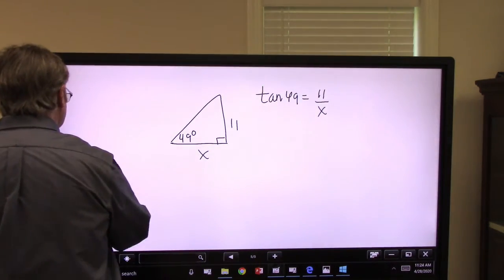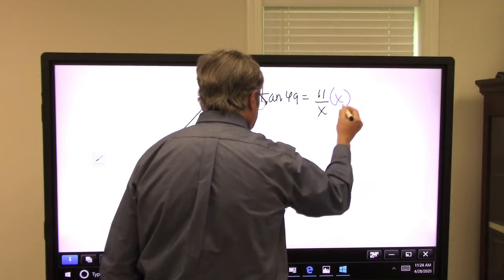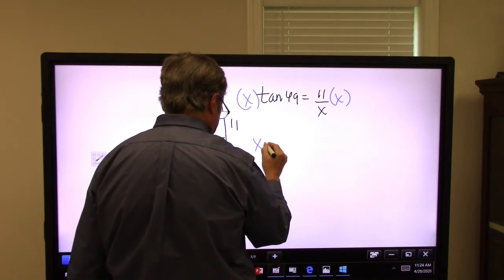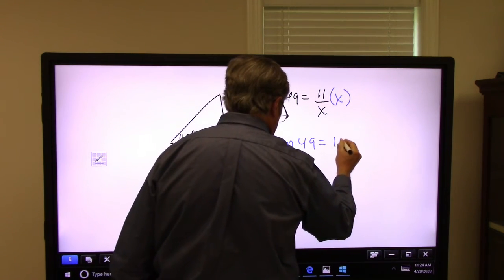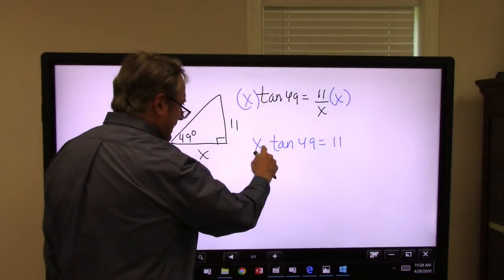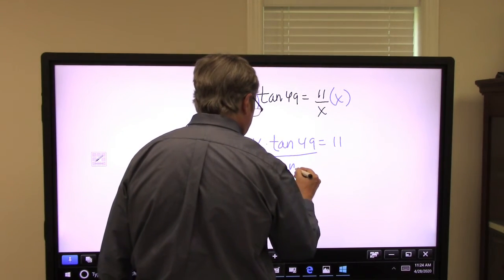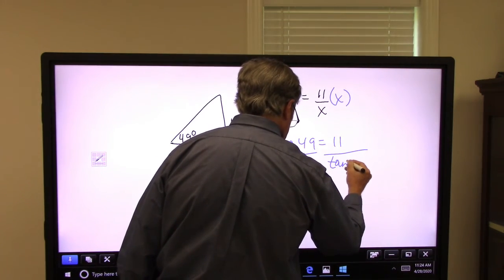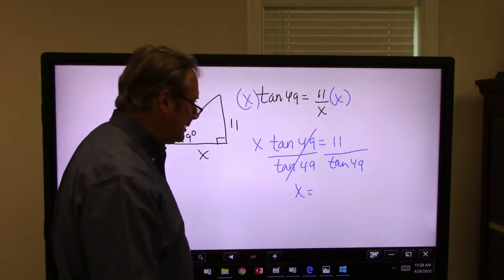I need it up in the numerator. So to take care of that, I'm going to multiply both sides by x. So on the left side, I have x times tangent 49 equals the number 11. Now that may not be completely obvious to you that this is x times that, but it is. And so to get rid of that and have x by itself, we're going to divide both sides by the tangent of 49 degrees.